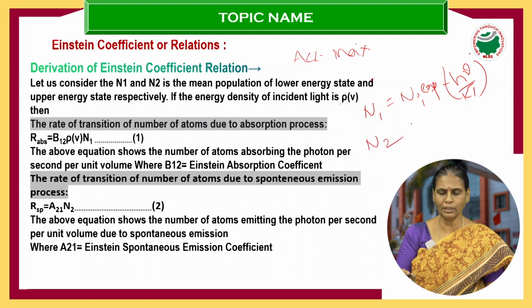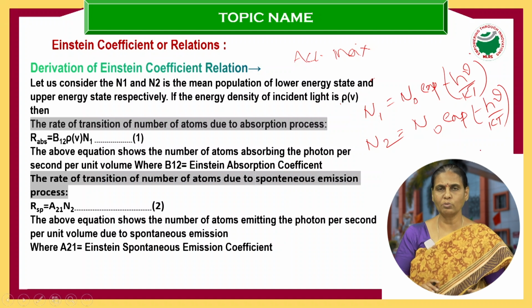Similarly, you can write for N2. As I am using only two energy level systems, I will write the lower energy state as N0. Now, N2 is equal to, in the same way, N0 exponential of minus h nu by kT.